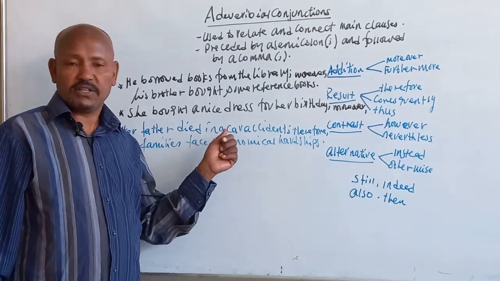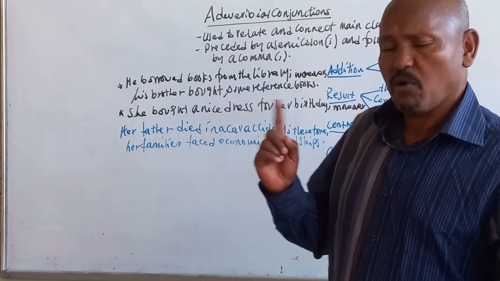the result for the first one, right? The result for the first one. How is this sentence the result?